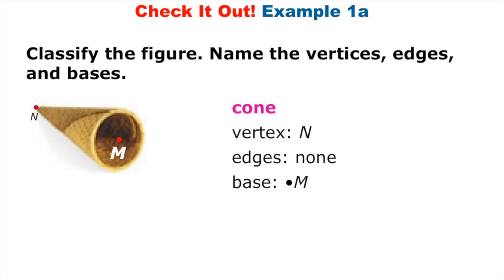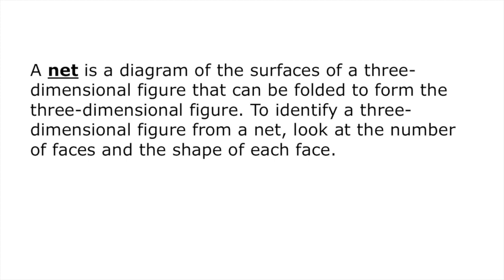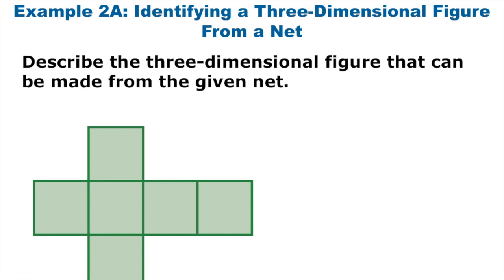The next thing we're going to look at is a net. A net is a diagram of the surfaces or the faces and bases of a solid, and you would fold them to form the three-dimensional figure. So to identify a three-dimensional figure from a net, you're going to want to look at the number of faces and the shape of each face. Let's look at an example. This first one gives us 6 squares. So since it's 6 squares, if I think about folding this up into a three-dimensional shape, it would give us a cube.